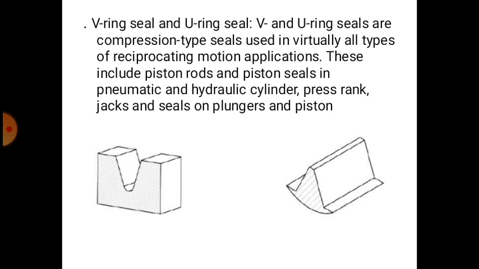So next one is V seals and U-ring seals. V and U-ring seals are compression type seals used in virtually all types of reciprocating motion applications. These include piston rods and piston seals in pneumatic and hydraulic cylinders, press ram jacks and seals on plungers and piston.